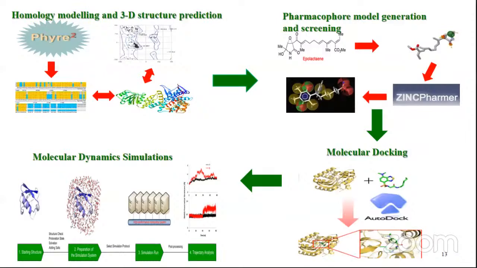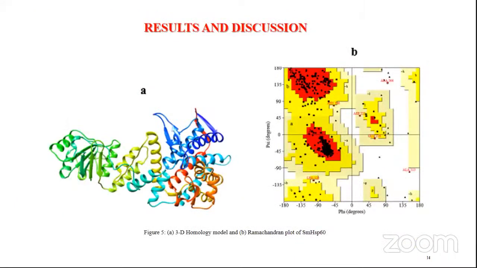Those that showed the lowest binding energy during the docking were used for subsequent molecular dynamics simulations, and the trajectories obtained in the simulations were thereafter analyzed. The first part of the results shows a 3D homology model of SmHSP60 that was generated from a 73% sequence identity to the human mitochondrial HSP60.